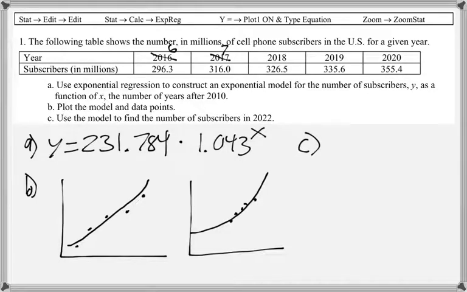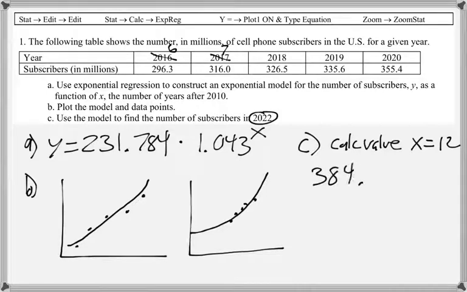C says, use the model to find the number of subscribers in 2022. For 2022, I want to do calc value, but I don't want to plug in 2022. I need to plug in 12, because 2022 is 12 years past 2010. And we get 384.1, I'll round to the nearest tenth, and this is million subscribers.